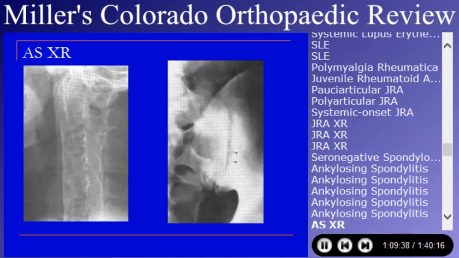Again, the bamboo spine in ankylosing spondylitis, and the sacroiliac joint erosions. In my role as tumor surgeon, the other thing is this is an area where you see tumors. Chondrosarcomas I've seen there on several occasions, and so when you order a spine film, look at areas other than the spine.